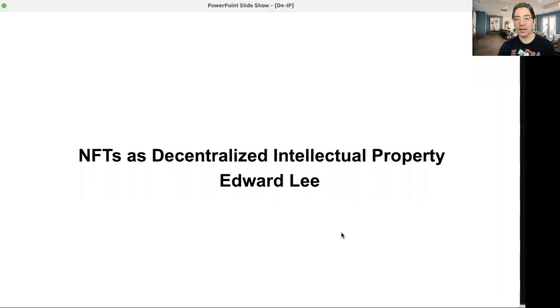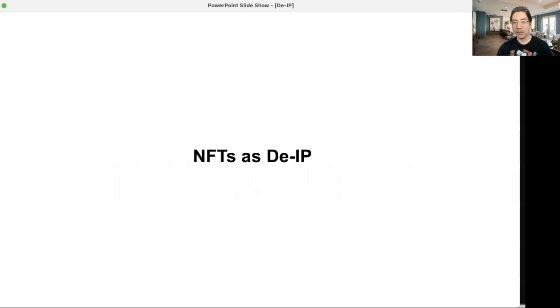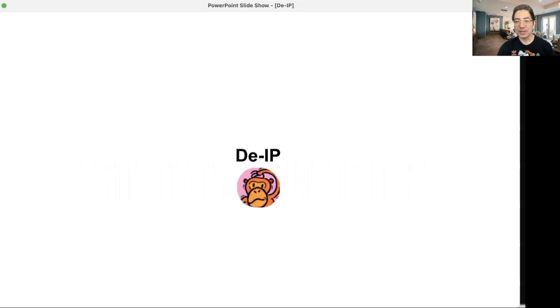The title of the paper is NFTs as Decentralized Intellectual Property, or NFTs as Decentralized IP, or even shorter, NFTs as DIP. Now, you may be asking yourself, what exactly is DIP? Well, I hope you download the paper and take a look at my theory. I know it'll be controversial, but hopefully it will be informative to you as my explanation for what is going on with the development of NFTs.